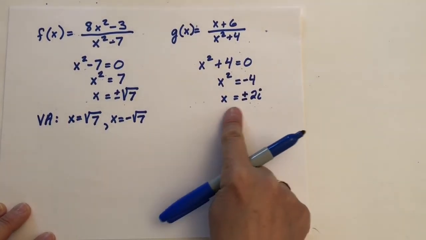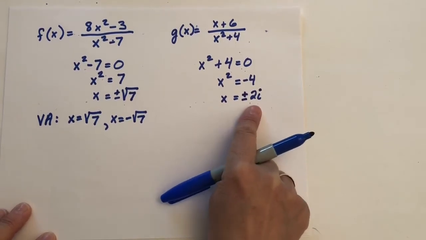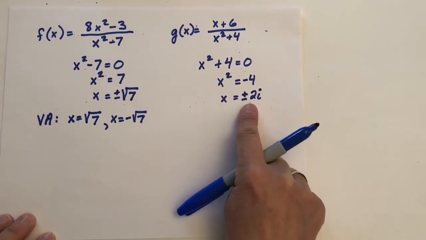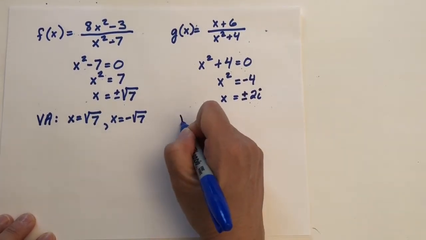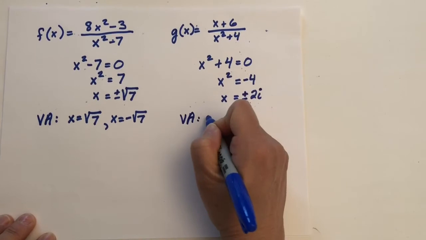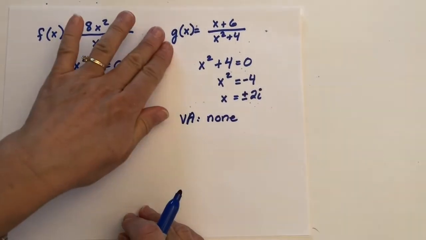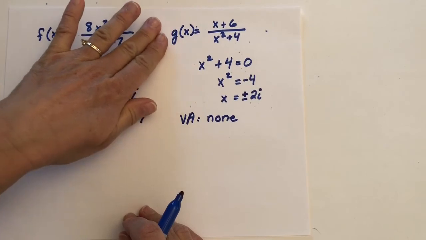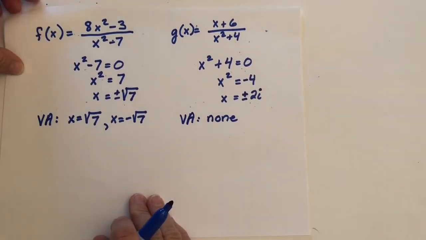So in this case, there are no vertical asymptotes because we do require that those values be real, and those are not. So with respect to the vertical asymptotes, I would just say there are none. So if we were to look at the graph of this particular function, there would be no vertical asymptotes. Let's do one more.